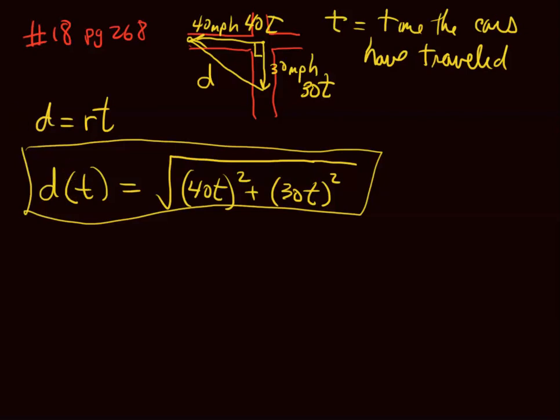So let's change colors a little bit. We might need a whole page. So let's go to a nice light blue for number 22. This one's on the next page, 269. I'm sorry, not 22, 24.